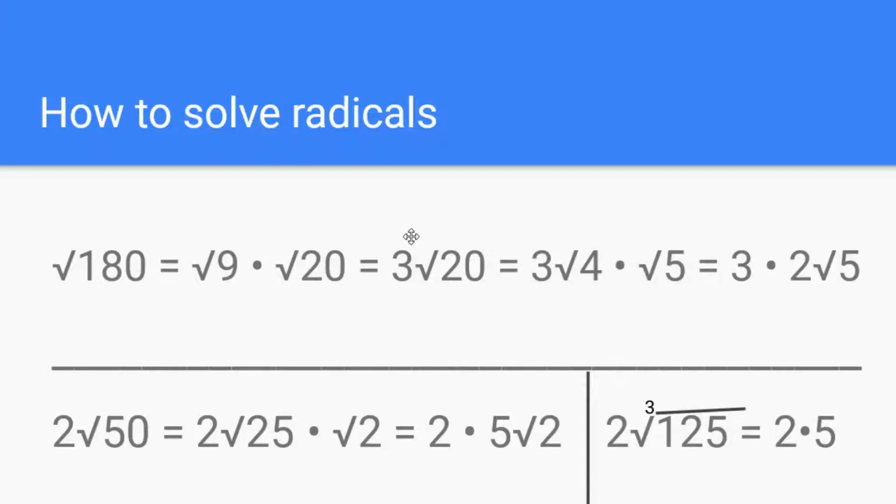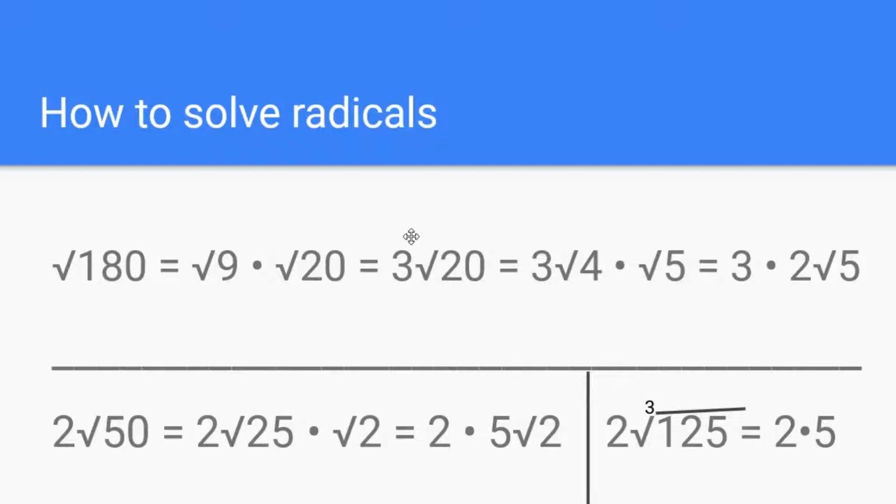So first we're going to be simplifying the square root of 180. First you want to break it up into perfect squares since it is a square root equation. To do that you'd first break it into 9 and 20. So you would then have 3 times the square root of 20 since the square root of 9 can be simplified to 3.